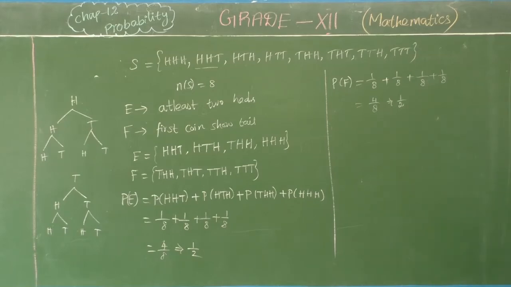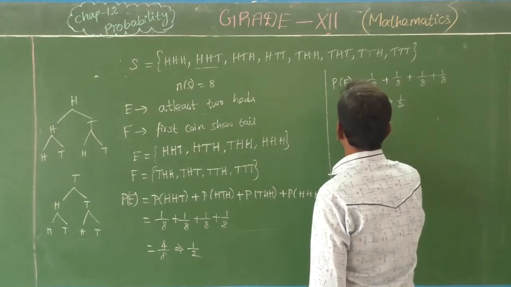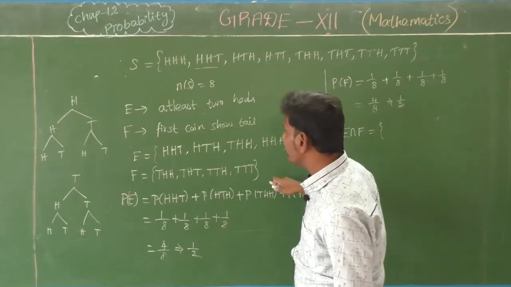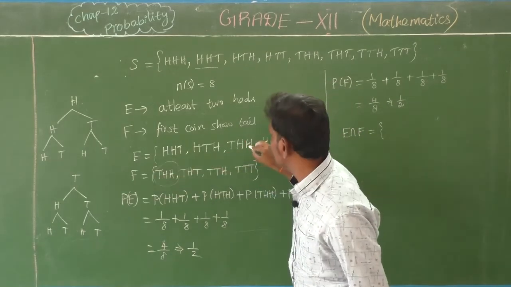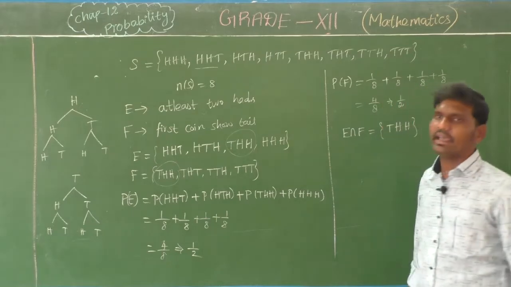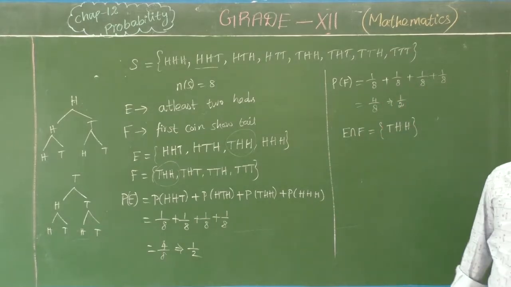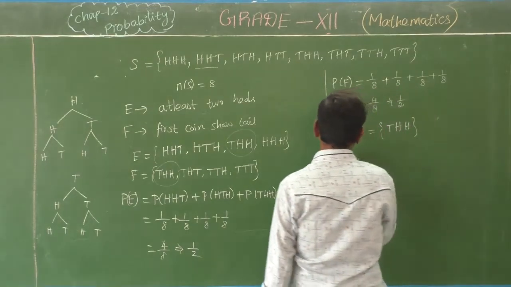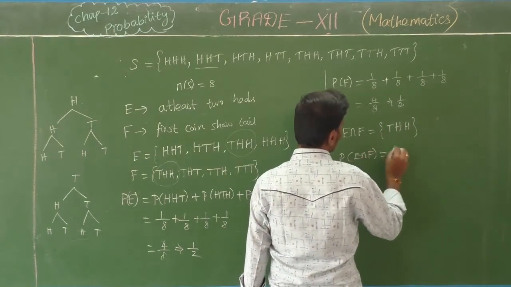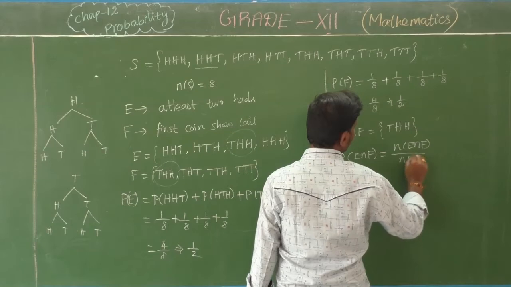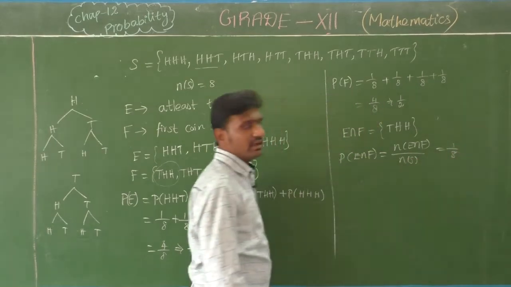Now look at those two events, E and F. E intersection F I am going to take. So look at E and F. Do you have anything common here? Yes, what is that common? THH. So the number of outcomes common to the two events E and F is THH, which is equal to 1 only. Now P of E intersection F is equal to n of E intersection F by n of S, use the same formula. So here also 1 by 8 will come.